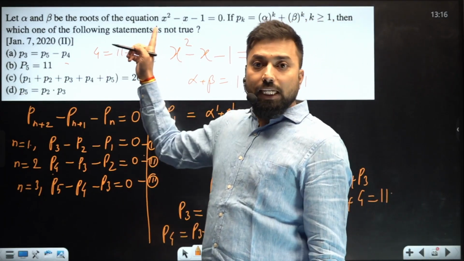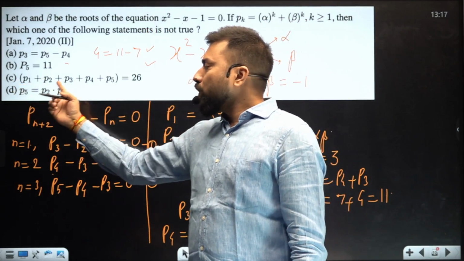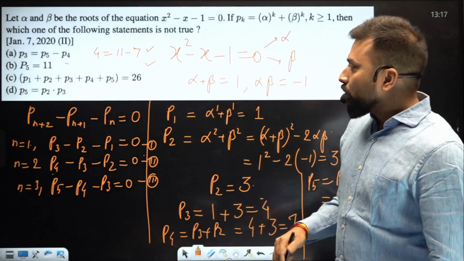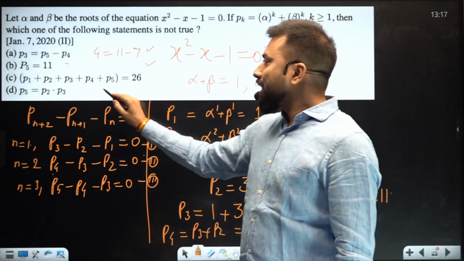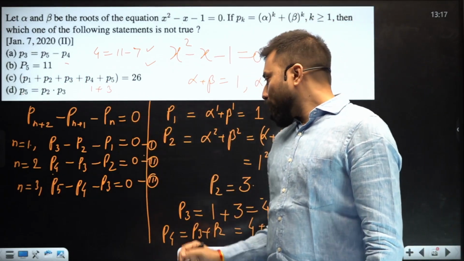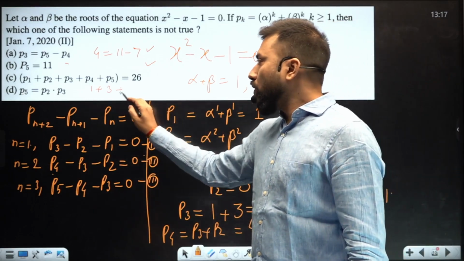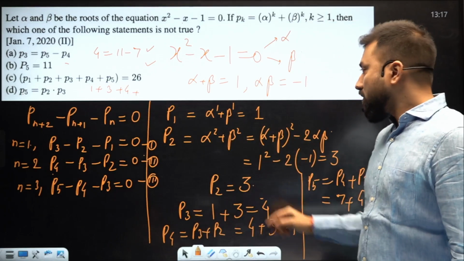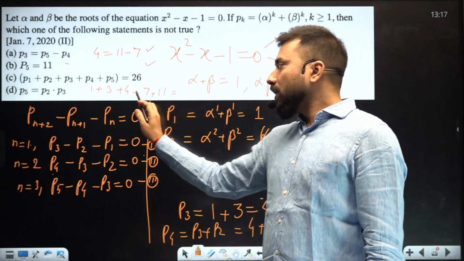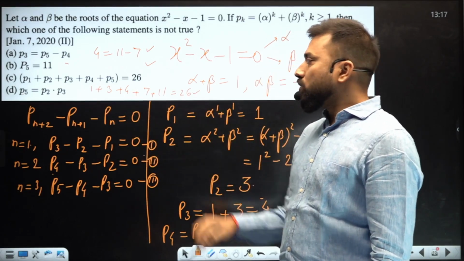We have to find the incorrect option. Now the third option is P1 plus P2 plus P3 plus P4 plus P5. We have to find the sum of all these. Now we can find what is the value of P1. P1 is 1 plus P2 is how much? P2 is 3. Now P3 is 4 over here, right? So 4 and P4 is 7 and plus 11. So we can find the sum. This is 18, 22 and plus 4. This is 26. So this option is also correct.